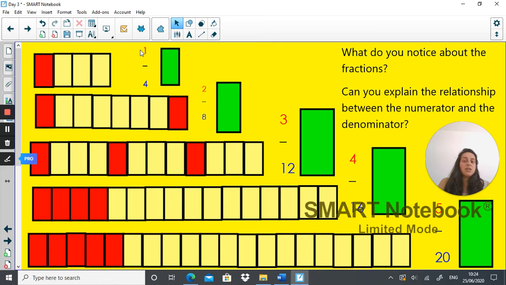Okay, 1 times 4 is 4, 2 times 4 is 8, 3 times 4 is 12, 4 times 4 is 16, and 5 times 4 is 20. And these fractions are all equivalent fractions to a quarter. So there's a relationship there. Did you get that relationship? I know when you think about it, it actually makes perfect sense. And as you can see, all of the denominators are multiples of 4.